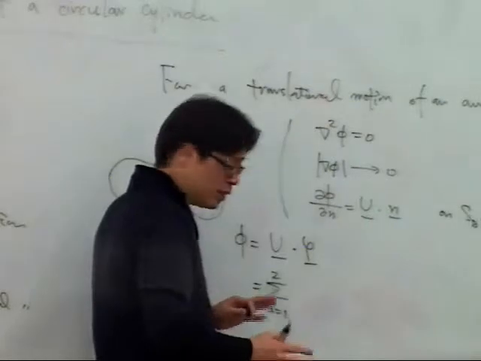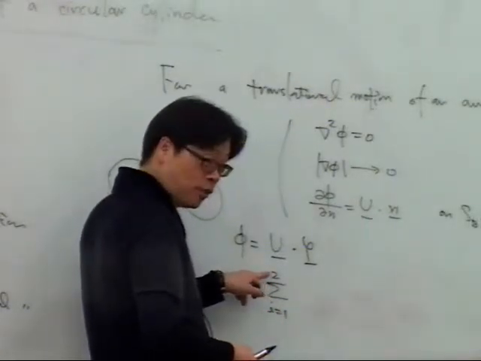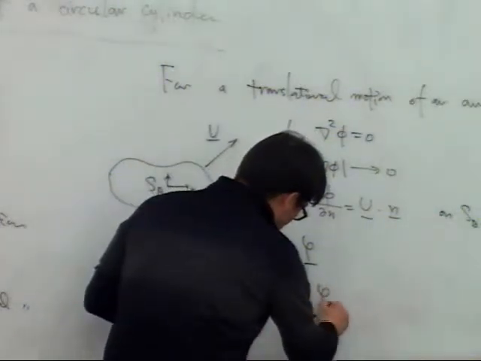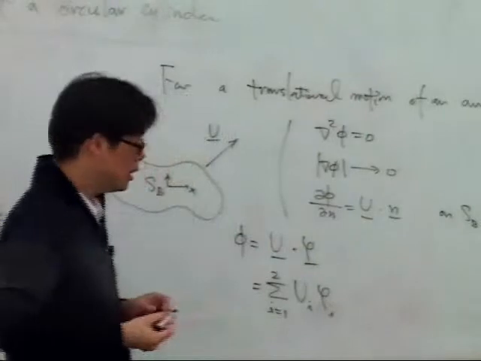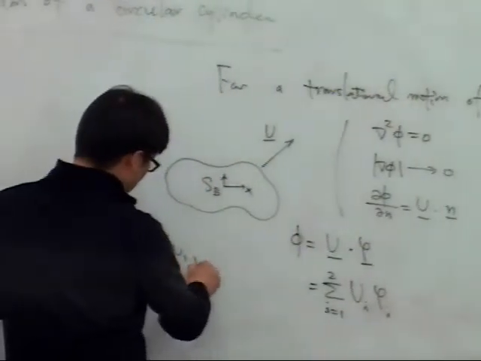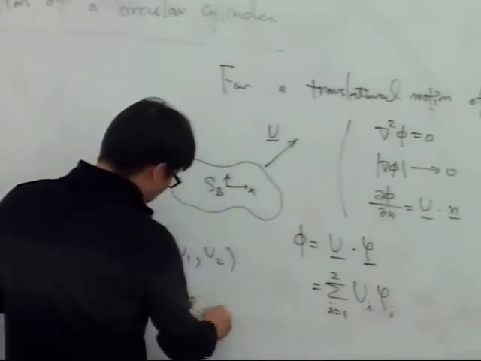this time let's look at 2D. It doesn't matter whether it's 2D or 3D. 3D is just from 1 to 3, and this time 1 to 2 for 2D. Okay. So U has components U1 and U2, and phi has components phi 1 and phi 2.